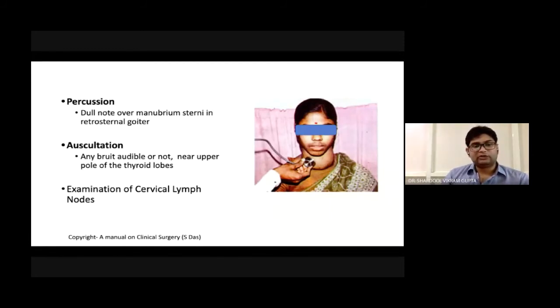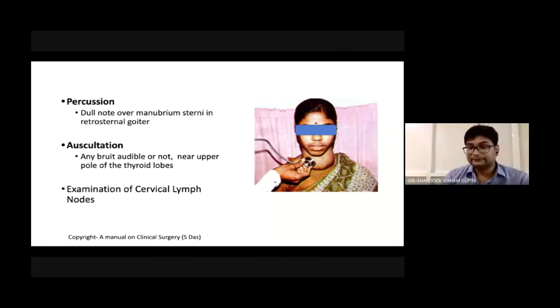Because if you are looking for bruit, then we should look for the vessel which is larger. And most of the thyroid is supplied by the inferior thyroid artery, and the superior thyroid artery is smaller as compared to the inferior thyroid artery. But still we are looking for the bruit in the superior thyroid artery.